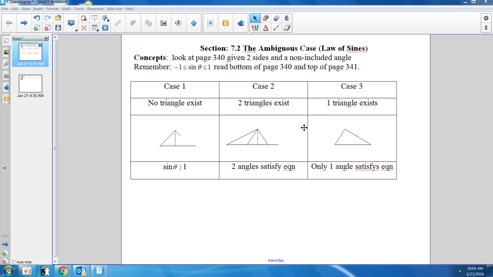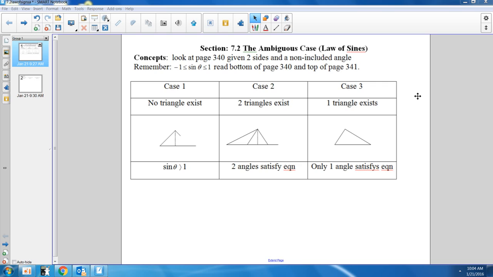So there isn't any memorizing on this. One thing you have to remember is sine theta has to be between -1 and 1. If we draw the sine graph, we would see that. And then depending upon what we have for these cases, we're going to have different triangles.